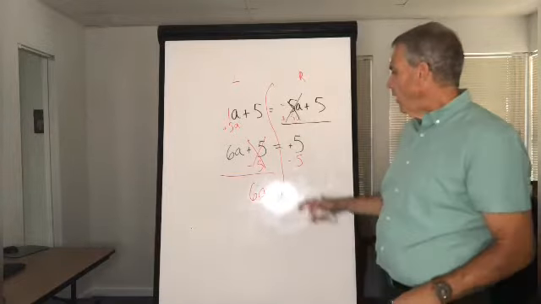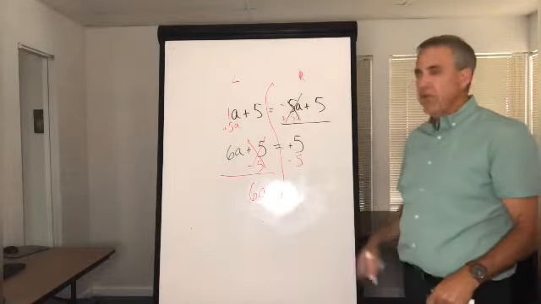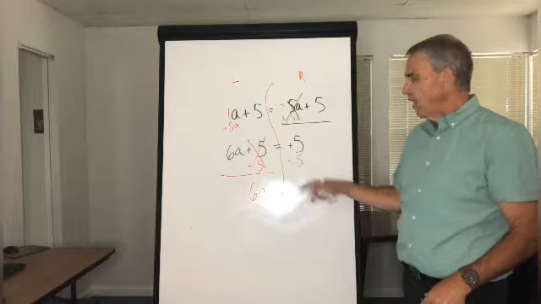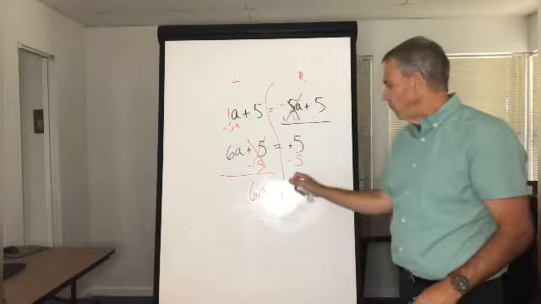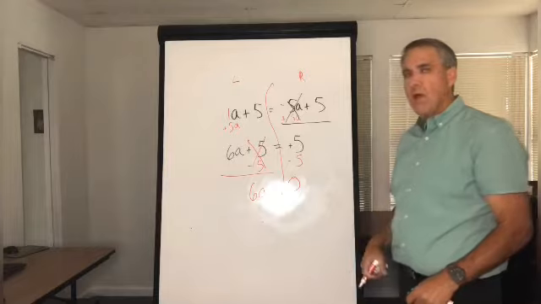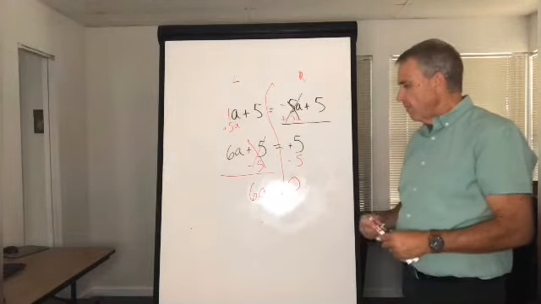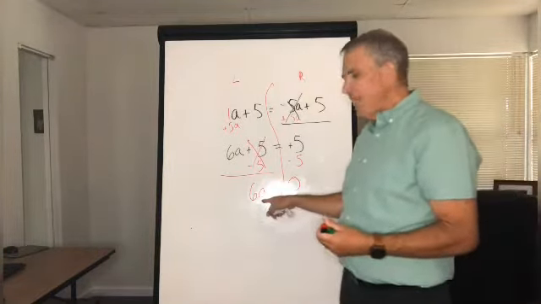This is a weird one. 5 minus 5. Go in your calculator and go 5 minus 5. That's 0. All right. This last step, we need to get A all by itself.